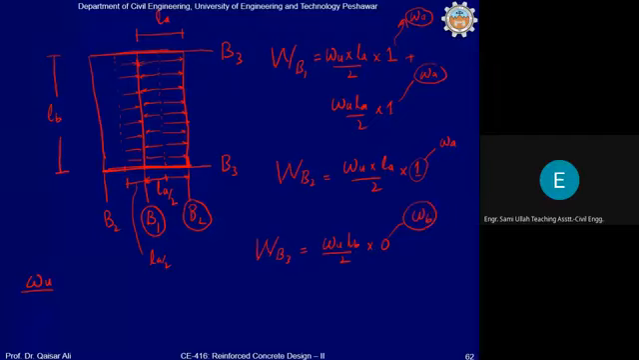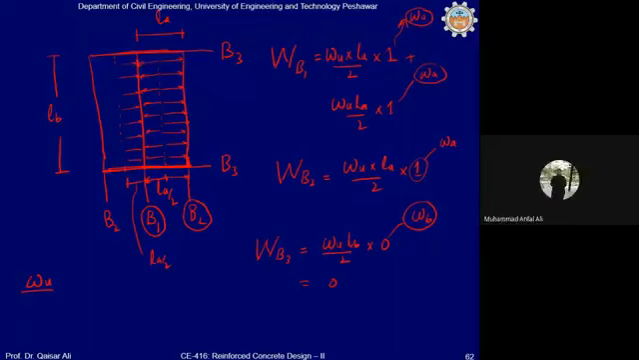So it means that the load transfer coefficient along the shorter direction is 1 and the load transfer coefficient along the longer direction is 0. And why is it 0? Because it is a one-way slab system and there will be no load transfer along the longer direction. That is why load acting on B3 will be 0. Clear? Any questions on this?